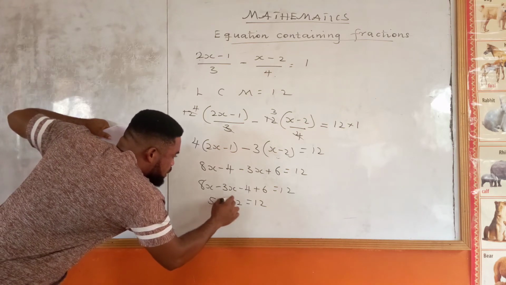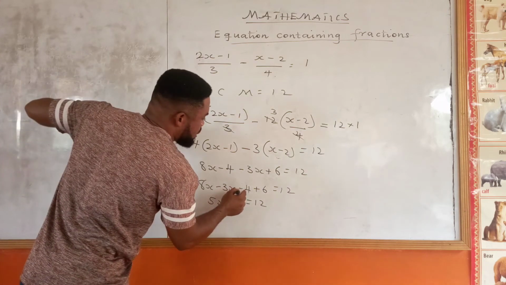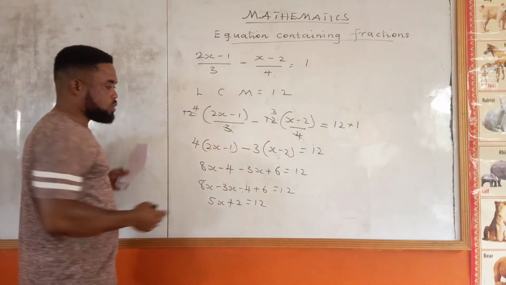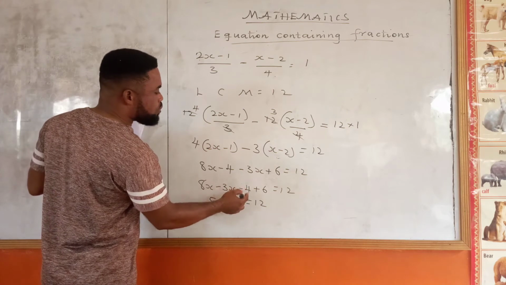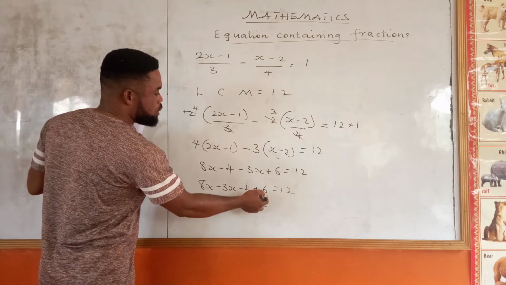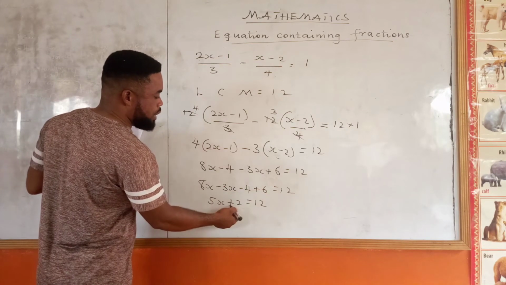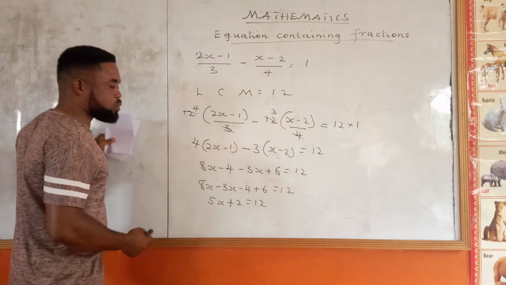Sorry, yours should be positive. Sorry, you owe someone and then you pay. You owe someone 4, you pay what? You pay, so you have 2 remaining. So here is positive 4, positive 2.